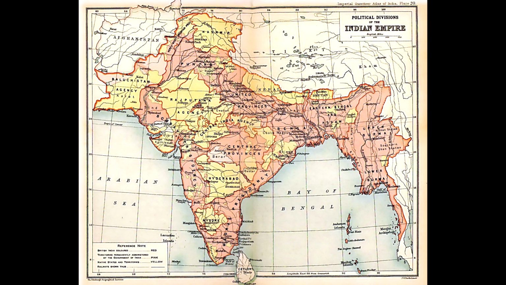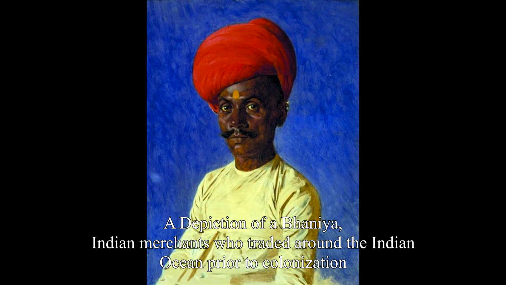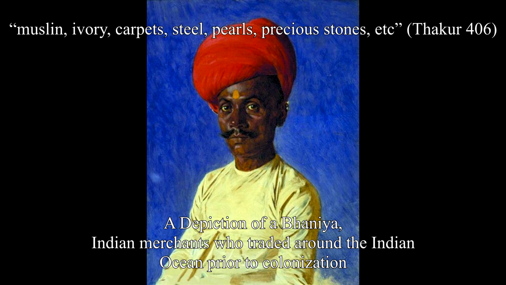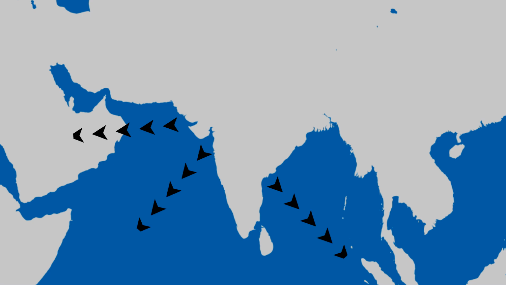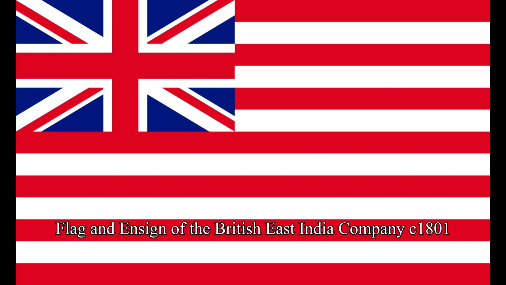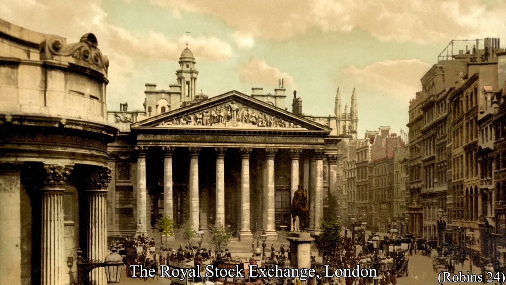Colonialism in India was driven by a desire for British companies to make more money. India was not a poor place prior to colonialism. Indian merchants specialized in trading luxury items such as muslin, ivory, carpets, steel, pearls, precious stones, etc. From afar, these enterprises looked enticing to British corporations. The British East India Company was especially green-eyed about the prospect of involving itself in trade in India. Therefore, it raised funds through private shareholders to begin a colonial endeavor in the subcontinent.